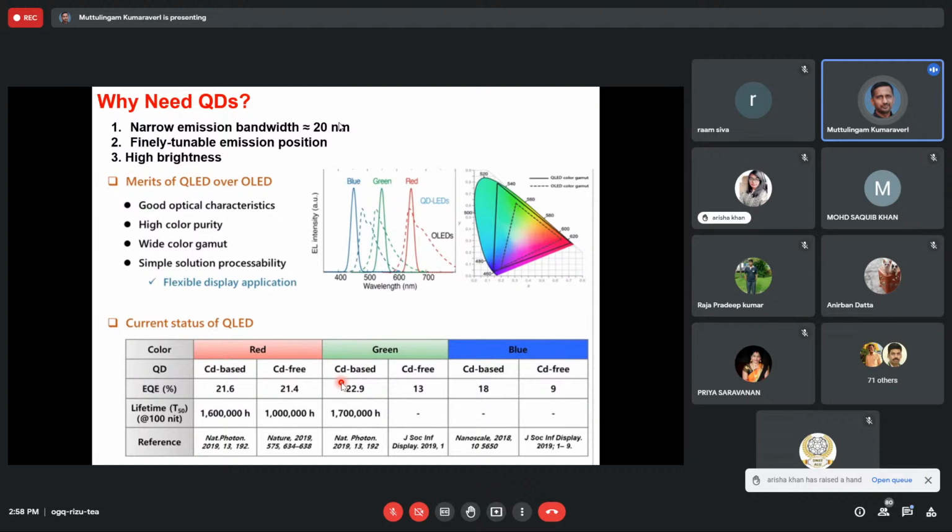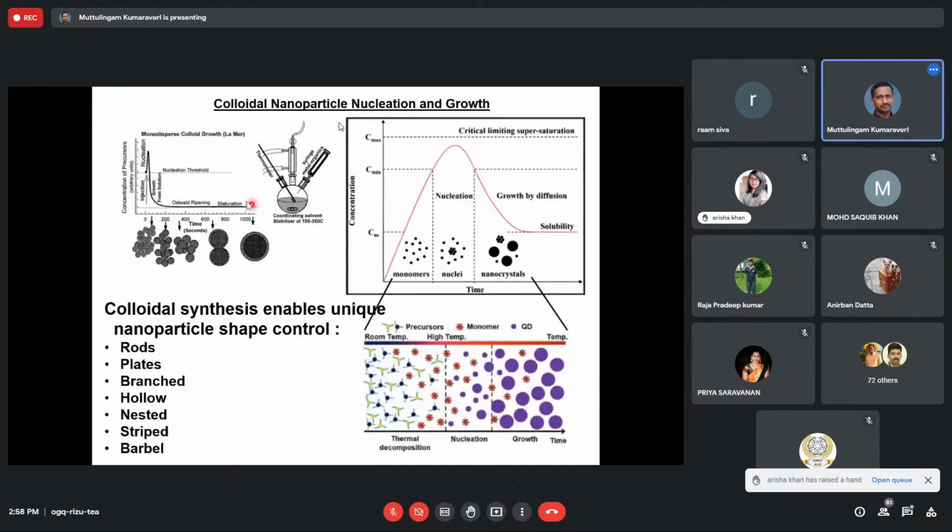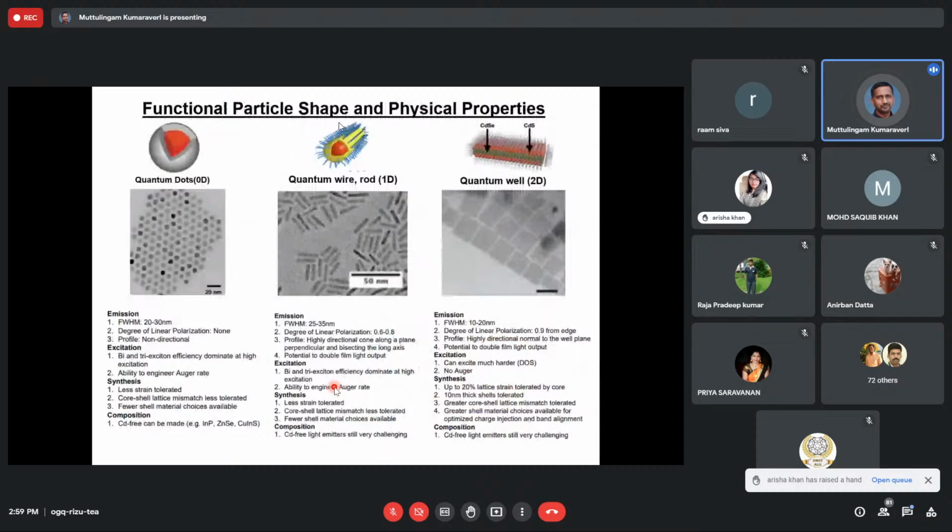So these are the different shapes of quantum dots: rods, plates, branched, hollow, nested, striped, barbell, or something. But we are going to use the normal round one. We use a quantum dot like these ones. This is the zero dimension, 0D.